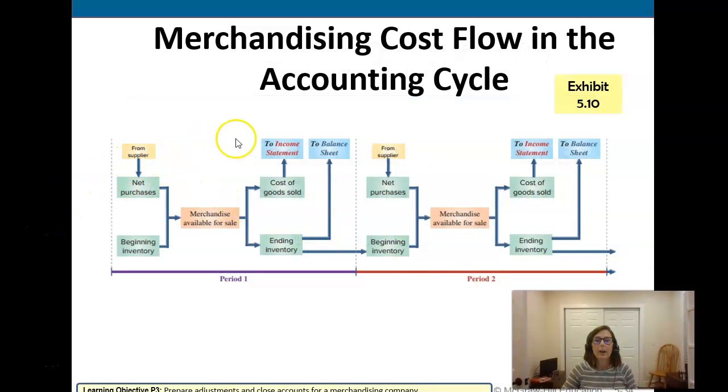So here is kind of showing two accounting periods back to back so that you can see how we've got merchandise that we have available for sale. Some of it we sell, which goes to the income statement. Some of it we don't sell. And then what we don't sell this month becomes next month's beginning inventory. We note the balance of what remains in inventory on our balance sheet. Next month rolls around, we might buy some additional stuff, and the whole cycle continues.